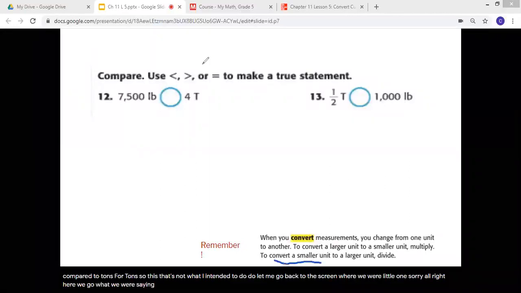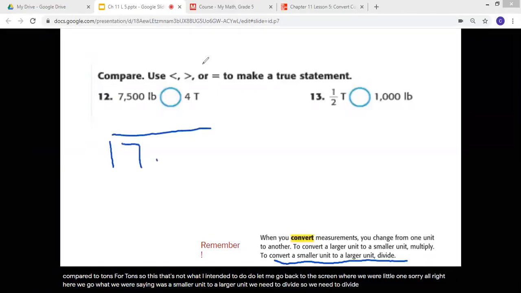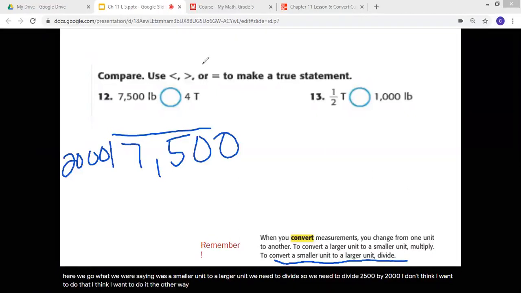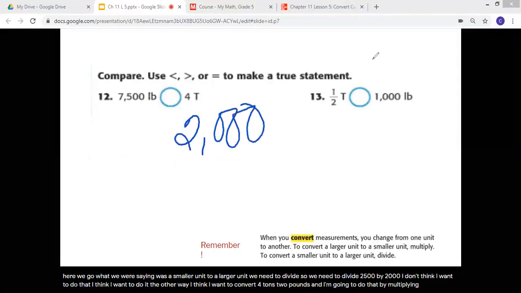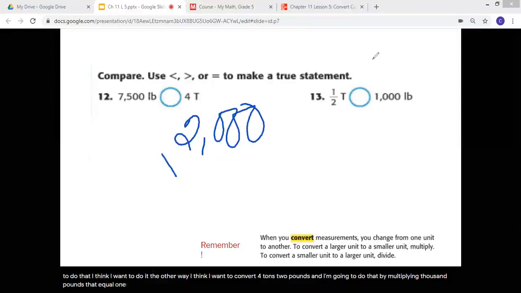What we were saying was a smaller unit to a larger unit we need to divide. So we need to divide 7,500 by 2,000. I don't think I want to do that. I think I want to do it the other way. I think I want to convert 4 tons to pounds. And I'm going to do that by multiplying those 2,000 pounds that equal 1 ton by 4. It's just easier than trying to divide.